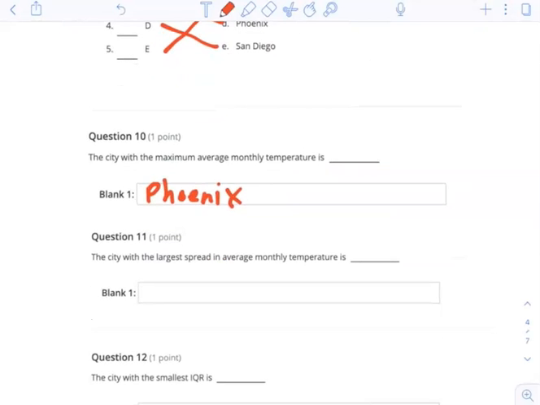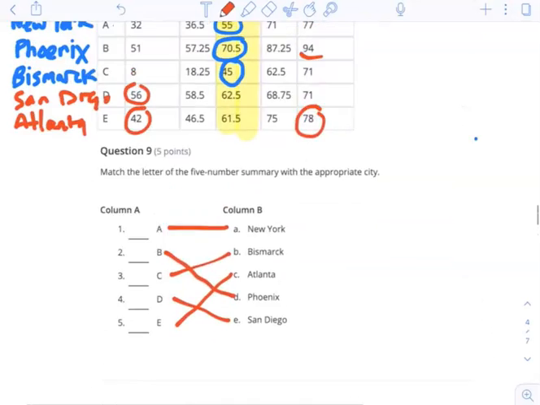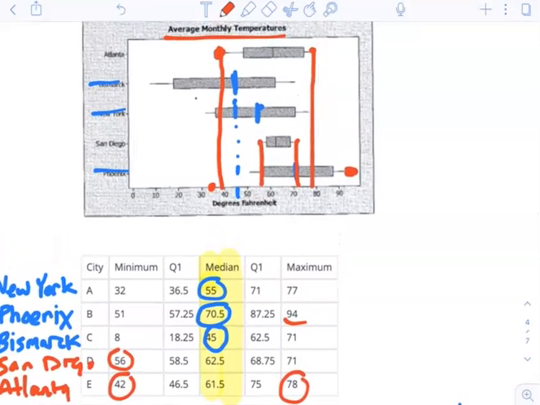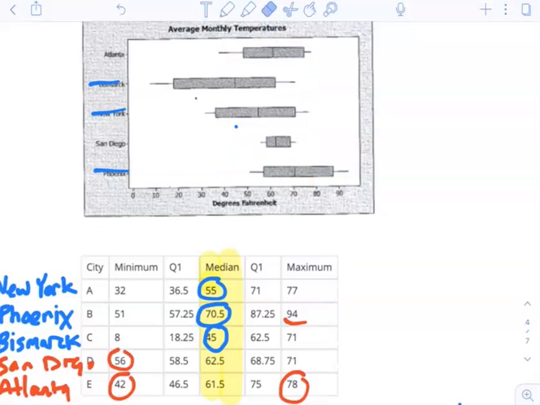The city with the largest spread, so that's the most spread out one. Which one had the biggest spread or the longest box plot? I would say probably Bismarck here. That one looks like it's pretty lengthy for the box plot. So 70 minus this number way down here.